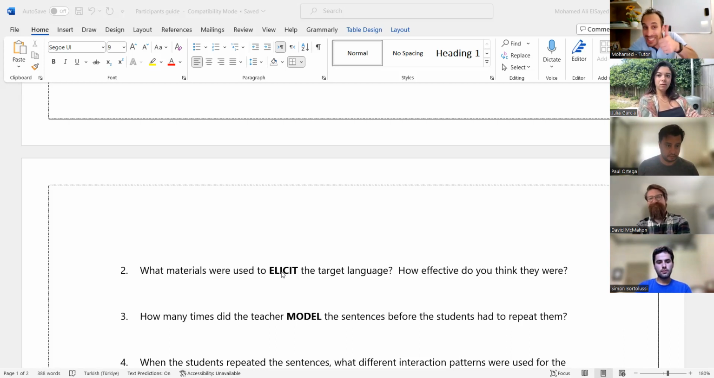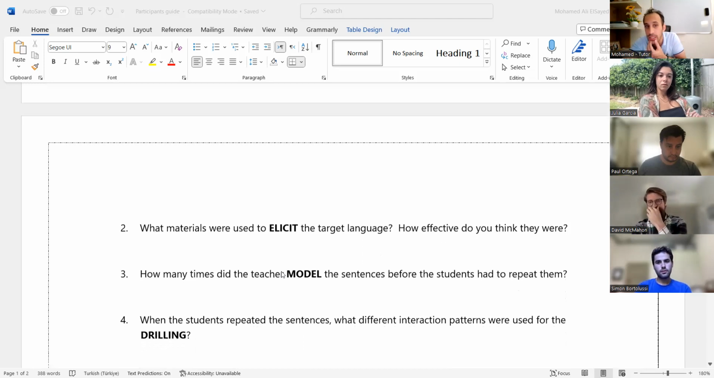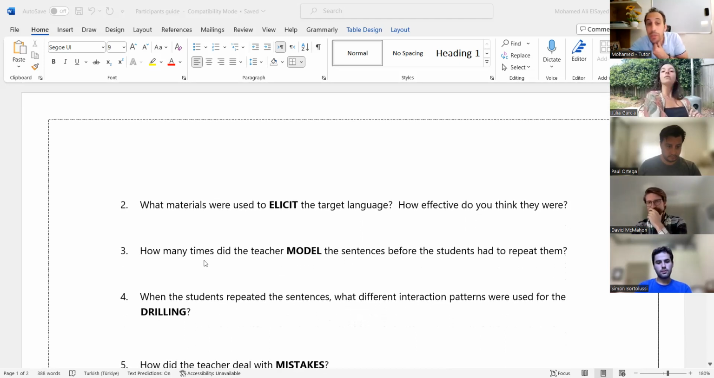So what materials did he use to elicit the structure or the target language? And how effective was it? This is your opinion. How many times did the teacher model the sentences before the students repeated them? What do we mean by model?